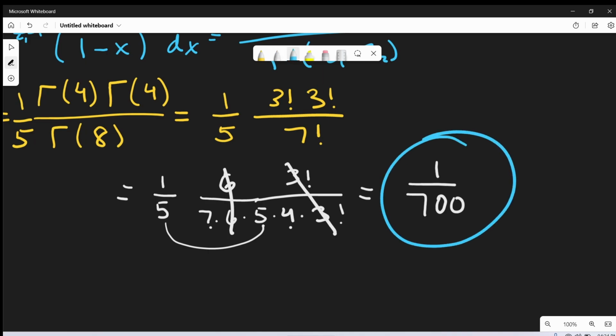I was playing around with some of these, and they come up with a pretty satisfying answer, because a lot of them end up looking like that, 1 over 700.